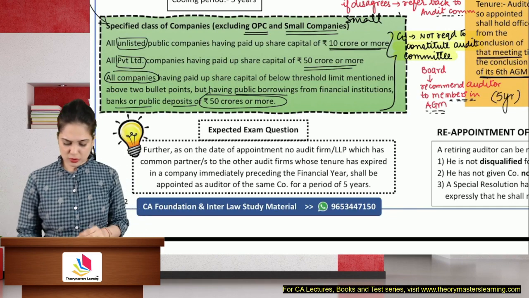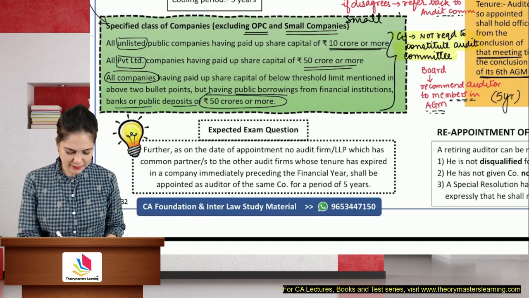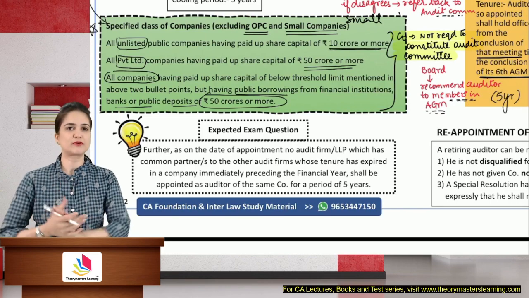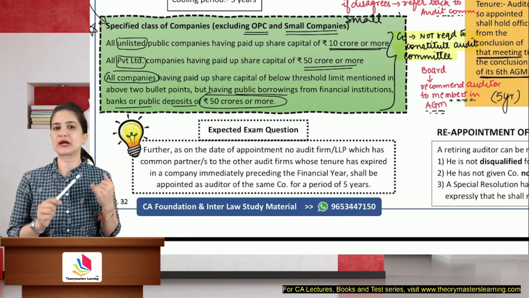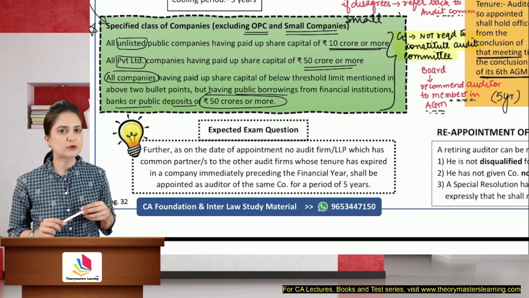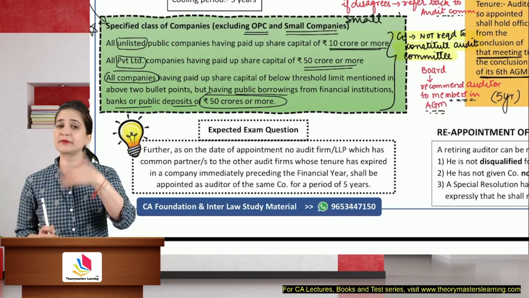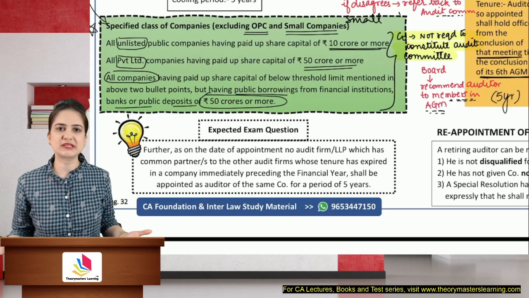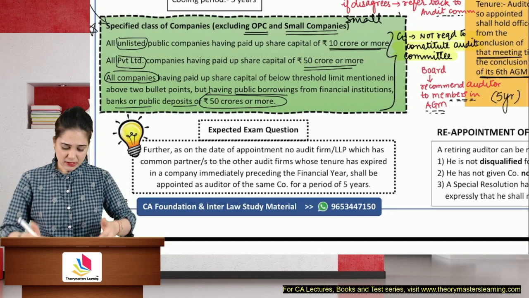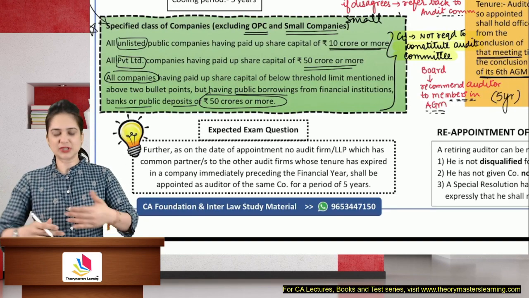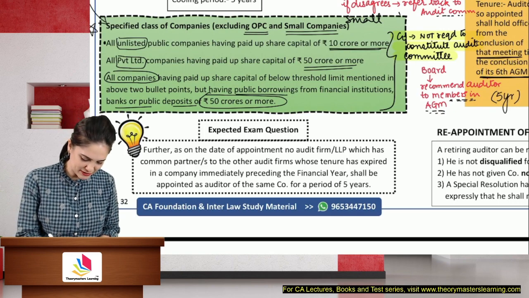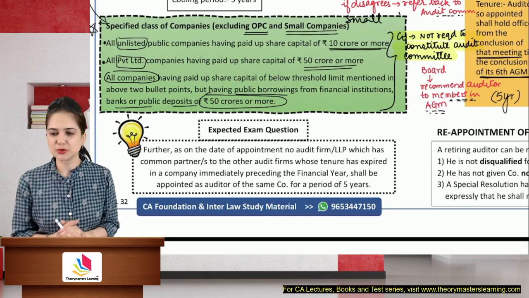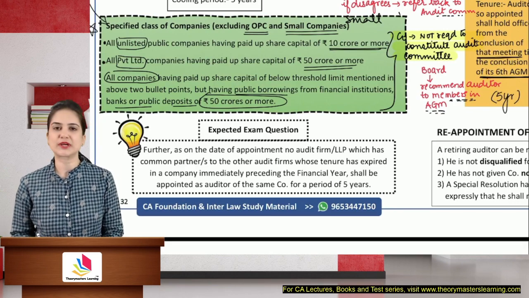Okay, so this part is extremely important for exam. You need to know these specified class of companies to which the rotation of auditor applies. So let us go through it once again. All unlisted public companies having paid up capital of 10 crores or more. It doesn't apply to a private company, but if you are a private company having paid up capital of 50 crores or more, or maybe you don't fit into any of these above criteria, but you have public borrowings from banks, financial institutions, of 50 crores or more, then yes, rotation applies.